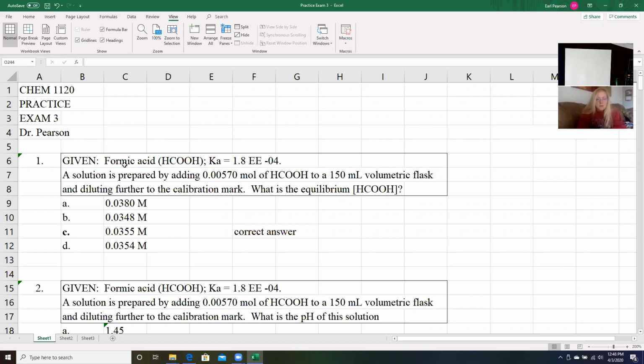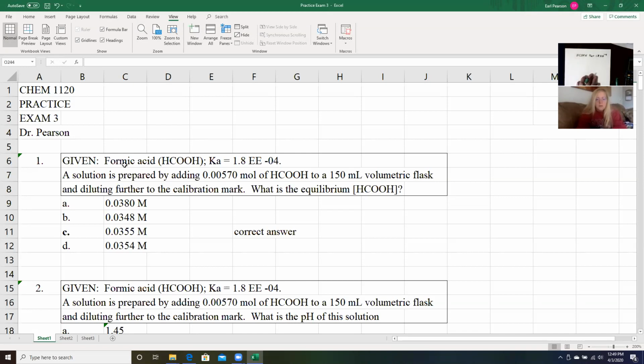Okay, so the first one is formic acid, HCOOH. It's the acid, its Ka is 1.8 times 10 minus 4. I wrote it EE because I was having some trouble at the time getting the formatting to work on my program. So this is the way you'd enter it in the calculator. 1.8 EE minus 4 would be the way you'd enter this number on your calculator.